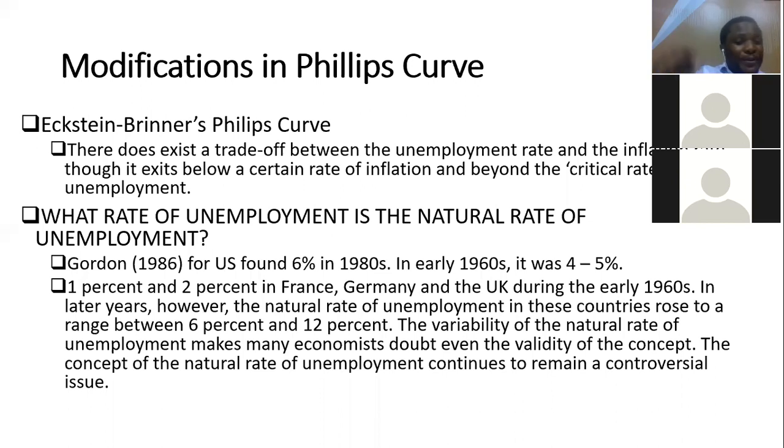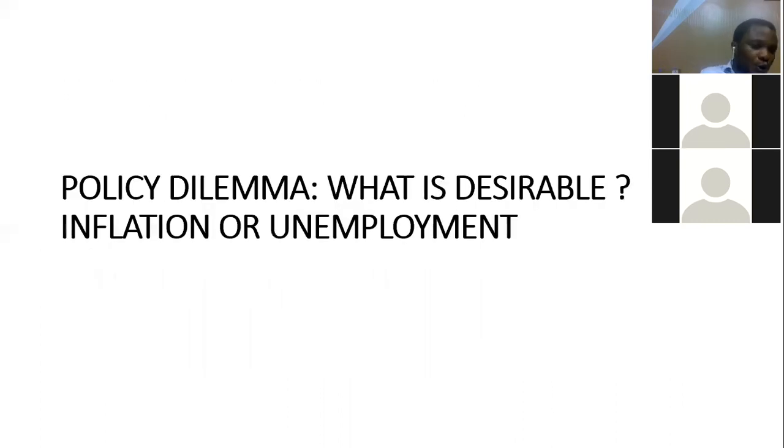The variability of the natural rate of unemployment makes many economists doubt the validity of the concept. It's not stable. That's why I told you unemployment is time-bound. I explained at the beginning the dynamics in it. Because of those changes, it's not stable. Between a period, it can be 3. Now, I think it's 2 to 3% now. That makes them doubt the validity of the concept, and the concept of the natural rate of unemployment continues to be a controversial issue.